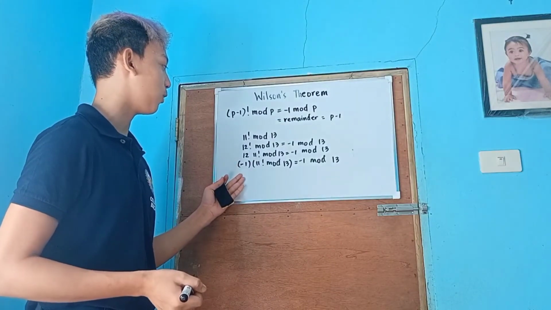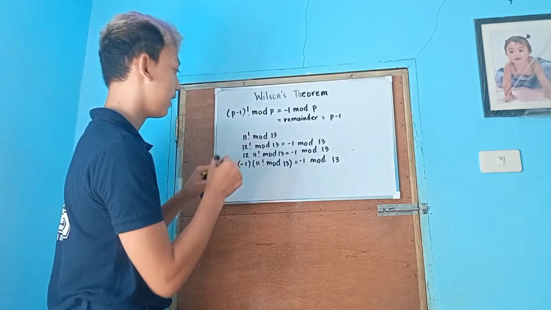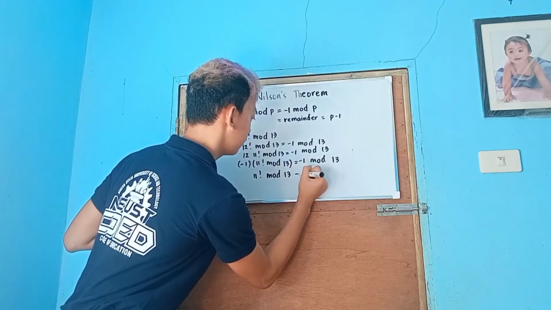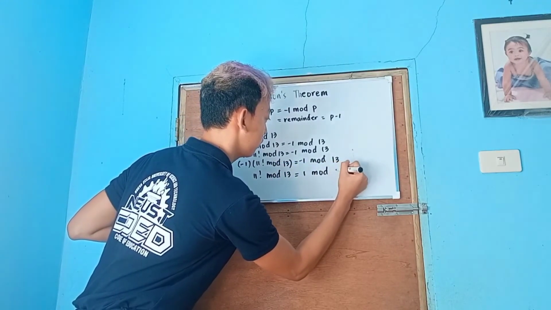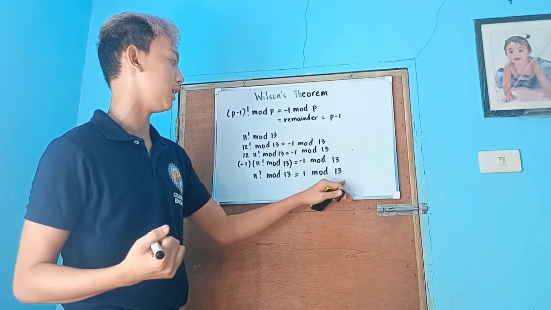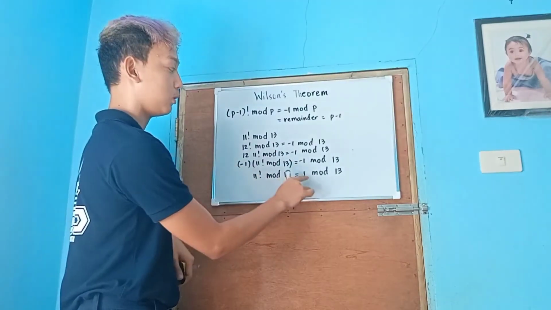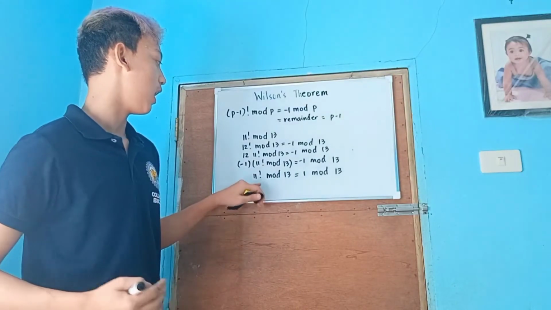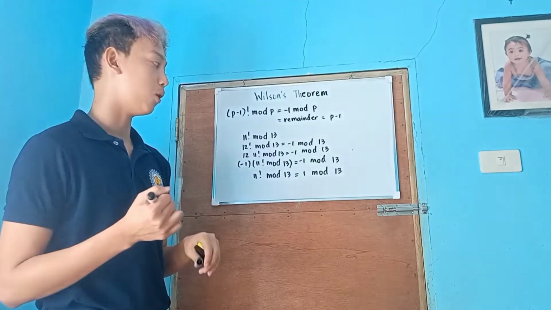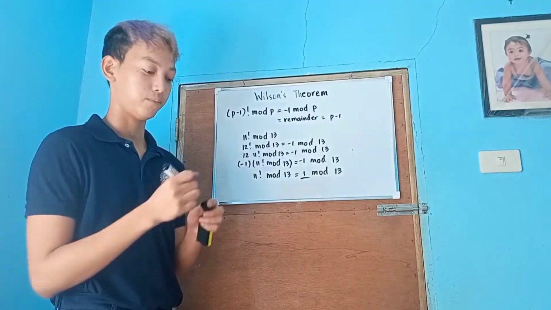So to eliminate negative 1, we have to divide negative 1 by negative 1. Then it becomes 11 factorial mod 13 equals 1 mod 13. Why does it become 1? Because negative 1 divided by negative 1 is equal to 1. Meaning, our 11 factorial mod 13 is equal to 1 mod 13, and the remainder is positive 1.